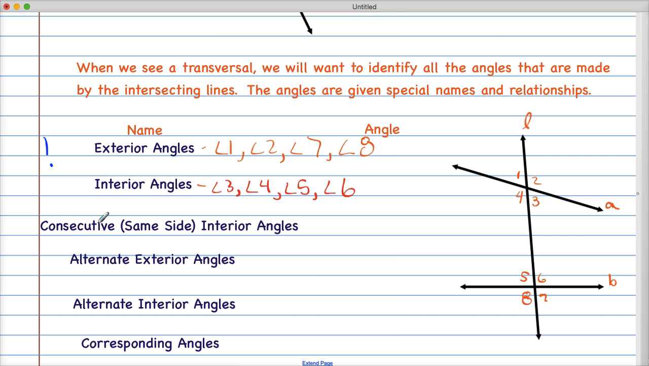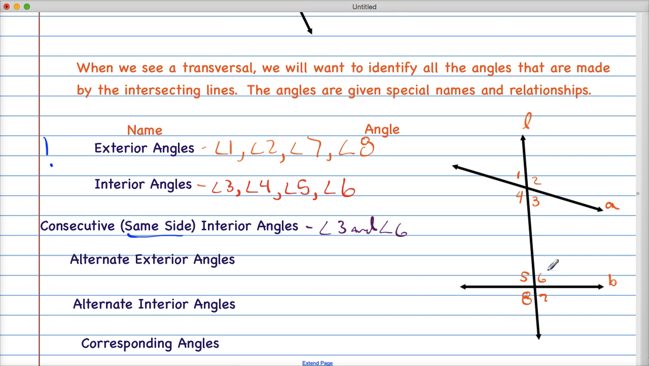To call something a consecutive interior angle, I learned this as being called same side. So consecutive, or you could call this same side interior angles, that's another option there. Same side interior angles, or consecutive interior angles, are the interior angles that are on the same side of the transversal. In this case, the same side interior angles are angle 3 and angle 6.